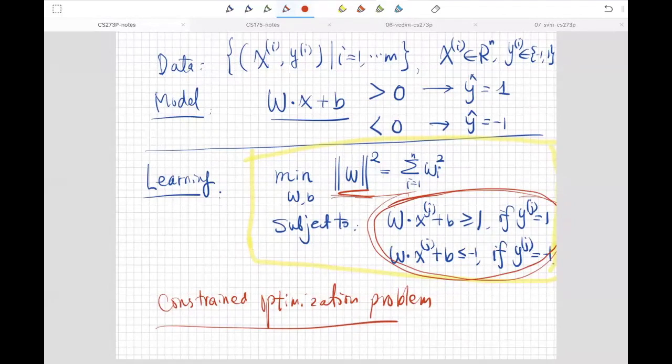And the question is, how do we solve this constrained optimization problem? And that's something we're going to talk about in the next lecture.